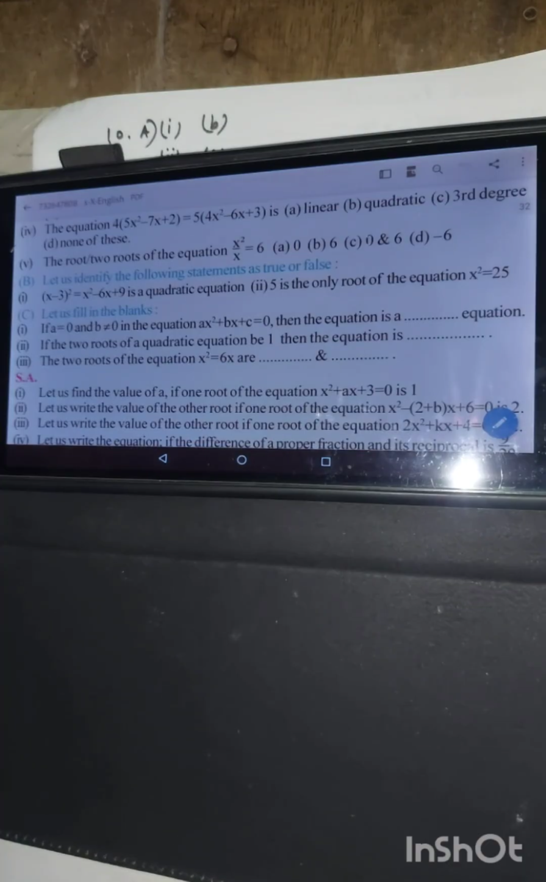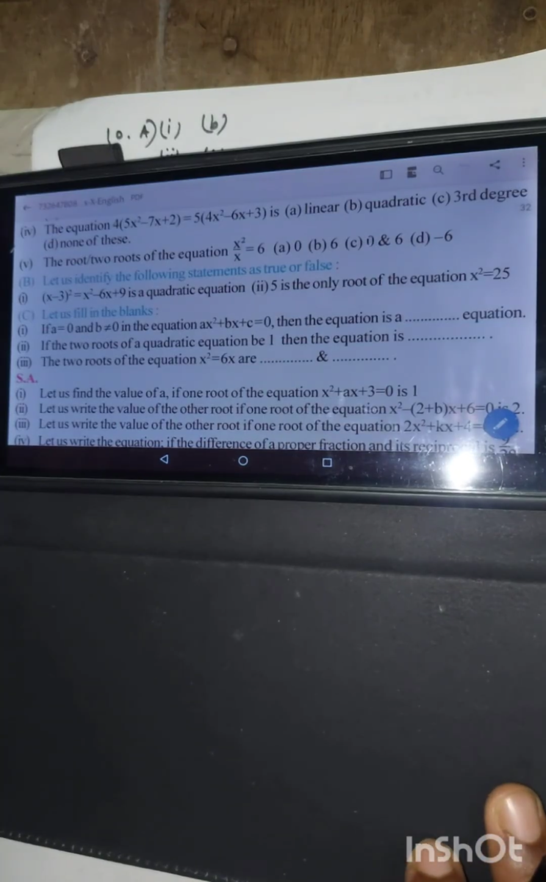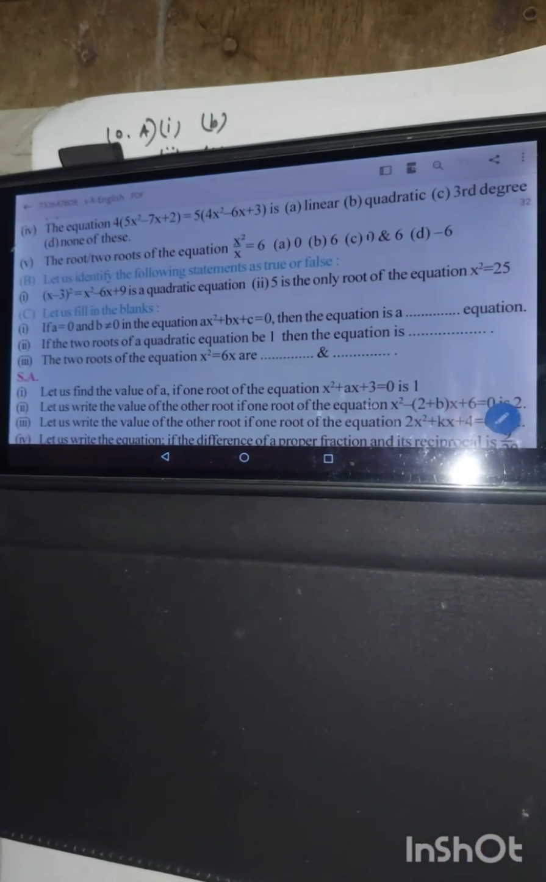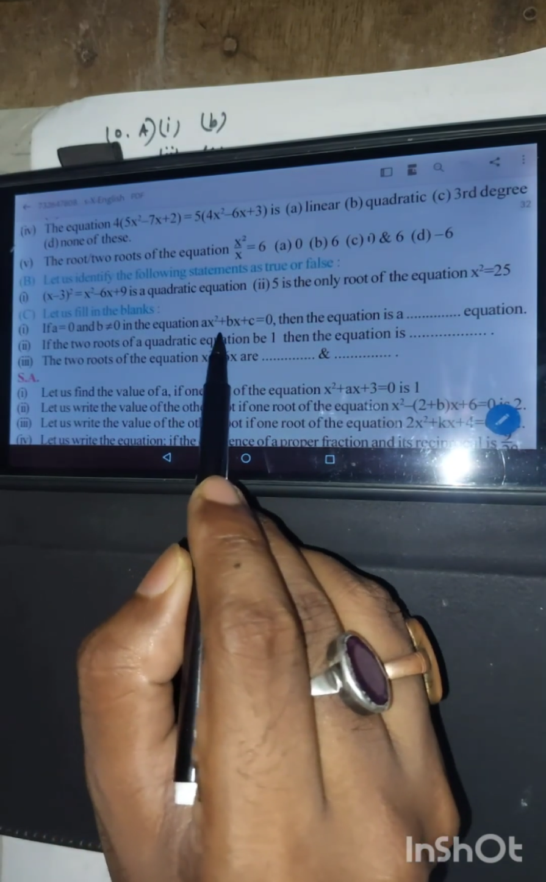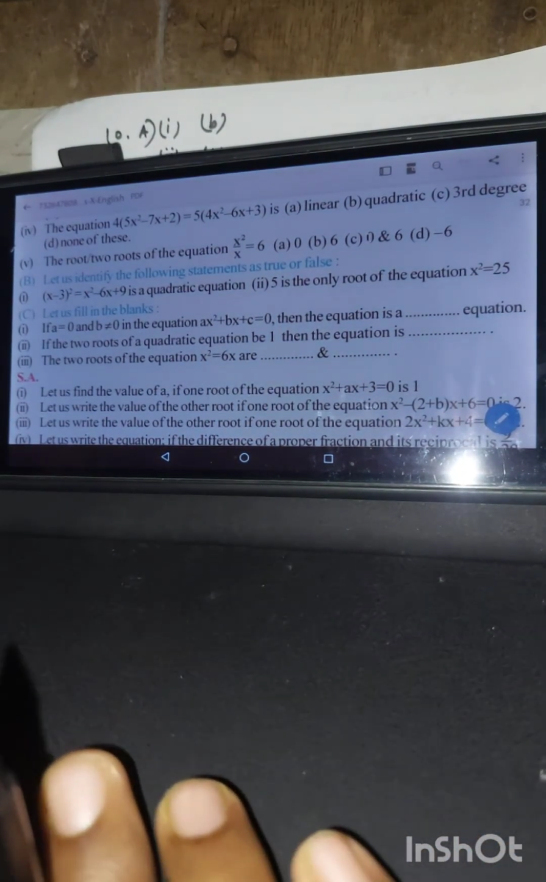Now let us proceed to section C. Fill in the blank. If a equal to 0 and b not equal to 0, in the equation ax square plus bx plus c equal to 0, then the equation is, if a becomes 0, it becomes a linear equation. Then the equation is a linear equation.